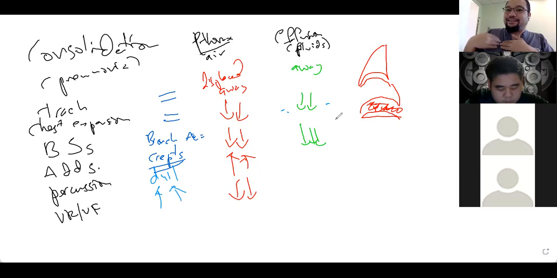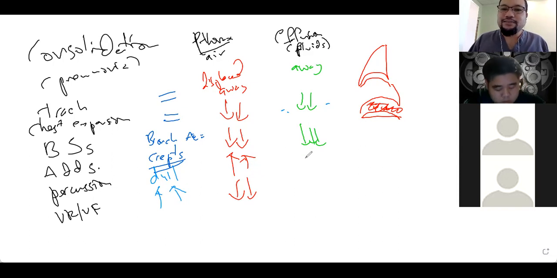Sepatutnya bila you excited, anterior chest wall terus lung tissue. Sekarang ni between your anterior chest wall dengan lung tissue tu dah ada space. And that space is now filled by fluid. And fluid is not a good conductor of vibration and sound. So breath sound akan reduce.